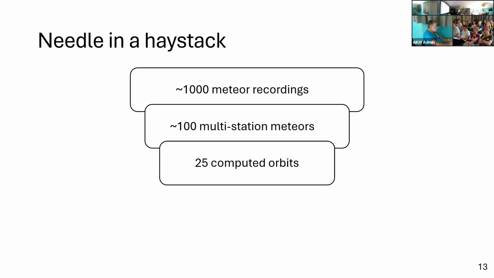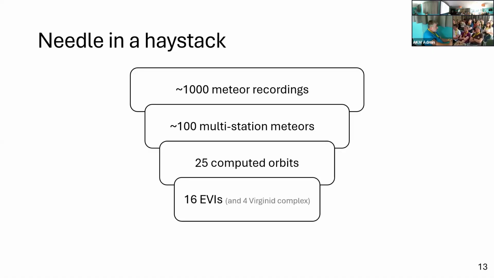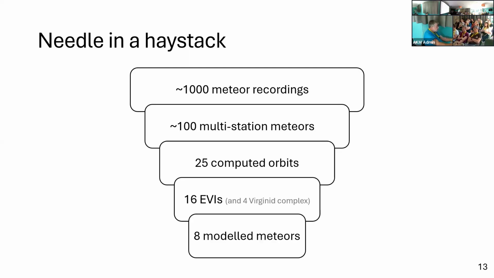So I computed their orbits and found that 16 of them were Eta Virginids, and 4 of them were members of some wider Virginid complex, but not exactly Eta Virginids. And finally, I looked at the positions during the luminous flight, and the lag was sufficiently large in 8 cases. So the initial optimism of 1,000 meteor recordings reduced to 8 Eta Virginids.